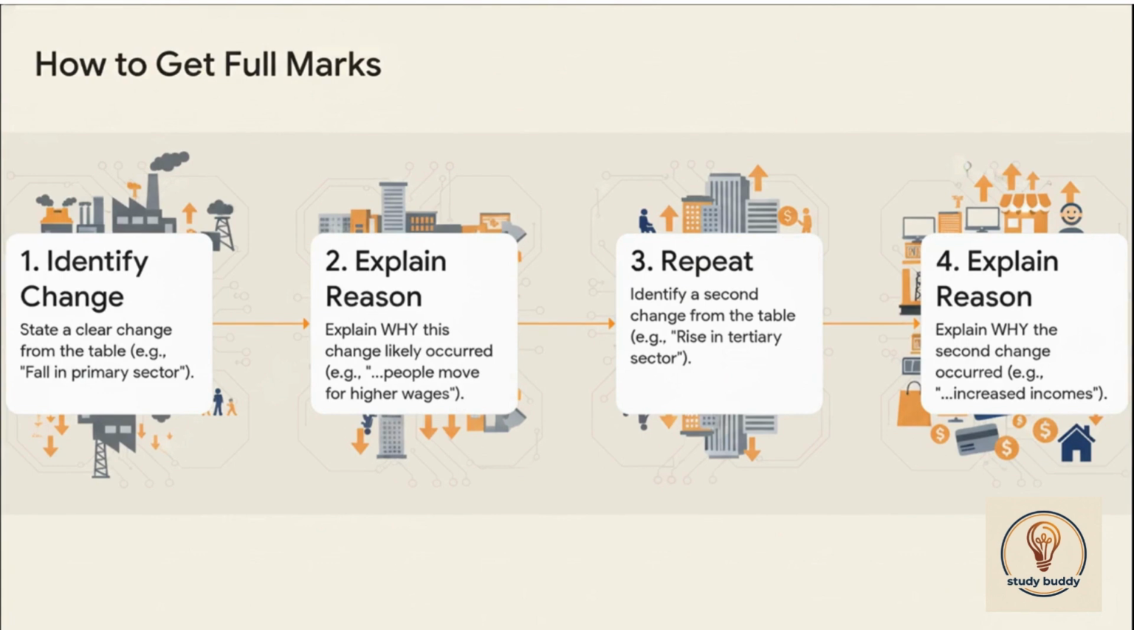First, you identify a change. You say, the primary sector fell from 35% to 15%. That's your first mark. Then you explain it. This is likely because people moved to other sectors for higher wages. That's mark number 2. Then you just rinse and repeat for the second change. Identify the rise in the tertiary sector for mark 3, and then explain it by saying that higher incomes mean people can spend more on services. And that's your 4th mark. Identify, explain, repeat. You got this.